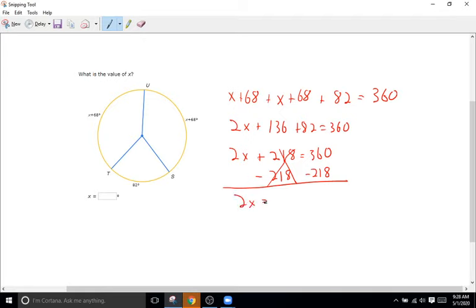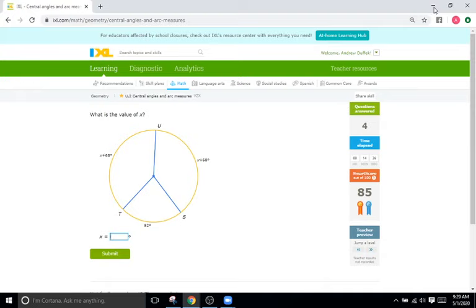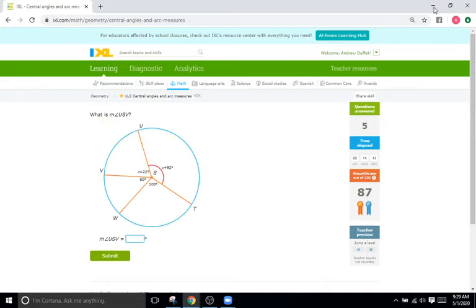We have 2x equals 360 minus 218, which is just going to be 142. Divide both sides by 2. And we're left with x equals half of 142, which is just 71. So x is 71 degrees. So we'll come back, do 71, and that is correct.